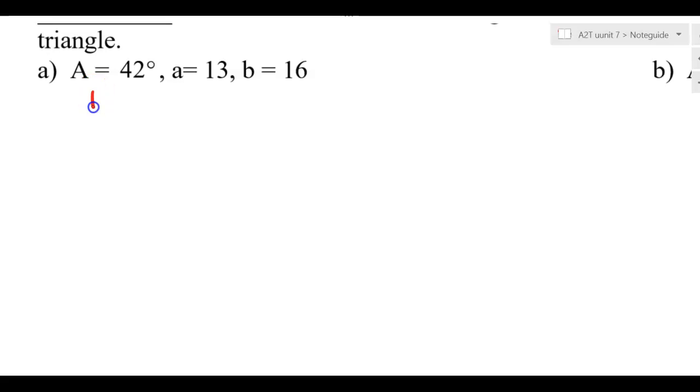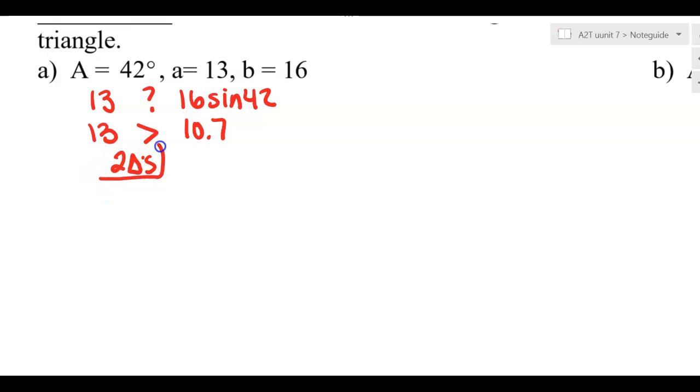So I want to compare 13 to 16 times the sine of 42, and I want to see what happens. If 13 is smaller than that minimum height requirement, I have no triangle. If it's exactly equal to it, I have 1. If it's bigger than it, I have 2, because I already made sure that I'm not in the cases where it's so big that I just have 1. So 16 times the sine of 42 is 10.7. 13 is bigger than 10.7. This tells me that in this scenario, I have 2 triangles.